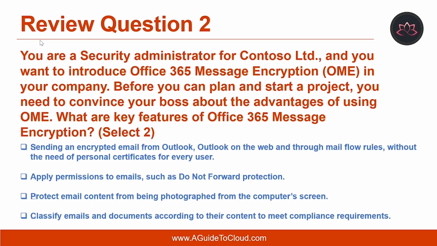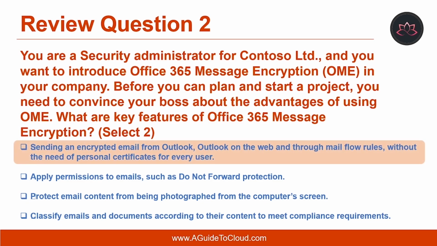Question number 2. You are a security administrator for Contoso Limited and you want to introduce Office 365 message encryption in your company. Before you can plan and start a project, you need to convince your boss about the advantages of using OME. What are the key features of Office 365 message encryption? And you need to select two answers. The correct answers are sending an encrypted email from Outlook, Outlook on the web, and through mail flow rules without the need for a personal certificate for every user. Second answer is apply permissions to emails such as Do Not Forward protection.